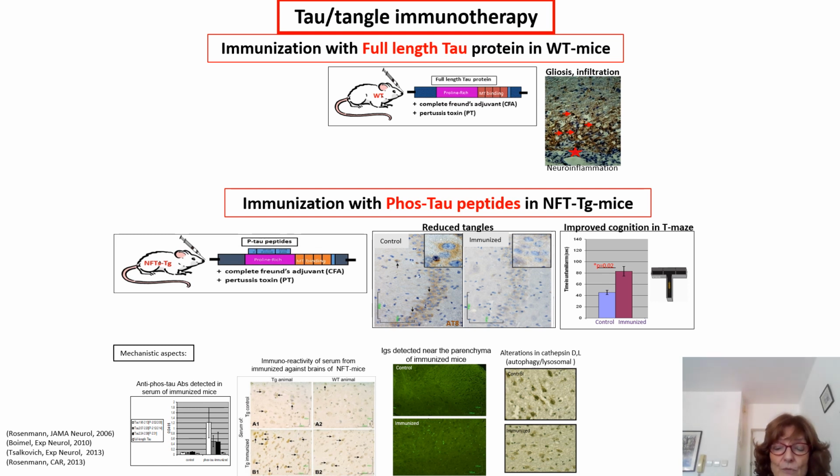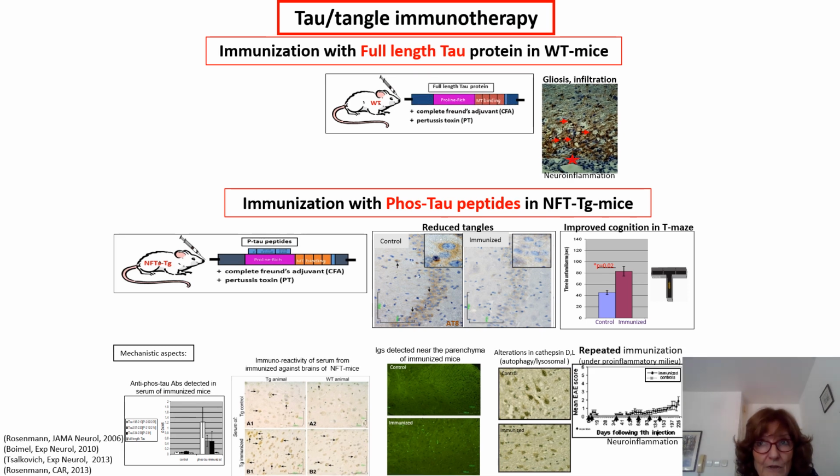specific toxic phosphorylation, and what we got was reduced tangles and improved cognition. Mechanistically, we saw that it's antibody related: the serum is immunoreactive to the pathology, antibodies were detected near the parenchyma, and autophagy was taking place. We also saw that if we immunize repeatedly under a pro-inflammatory milieu, we might get some signs of neuroinflammation and an increase in the neurological score. This may be relevant to patients who have some pro-inflammatory condition; immunization should be taken with caution.